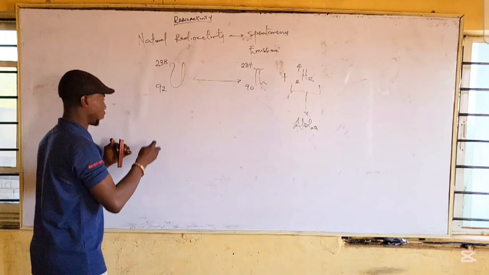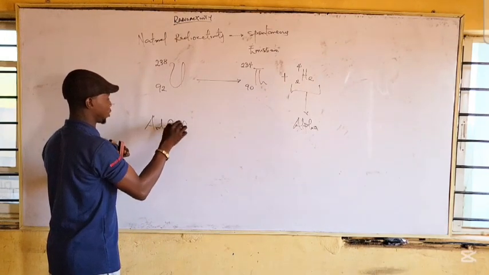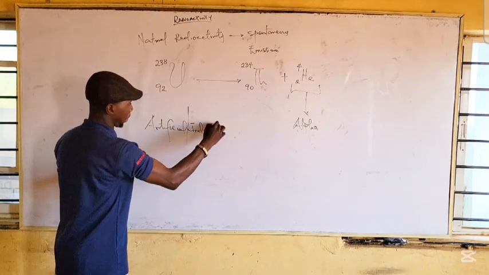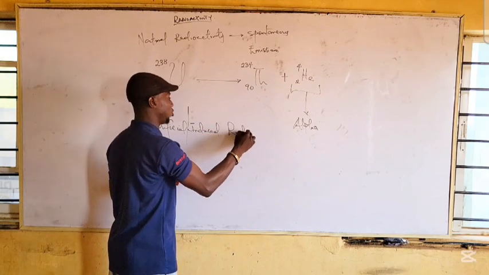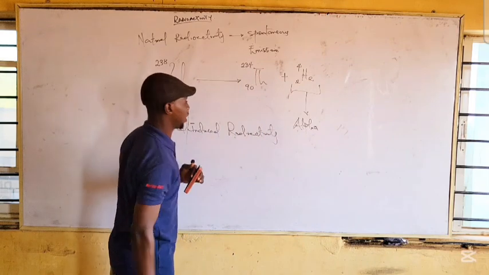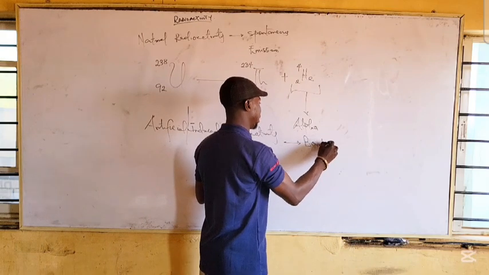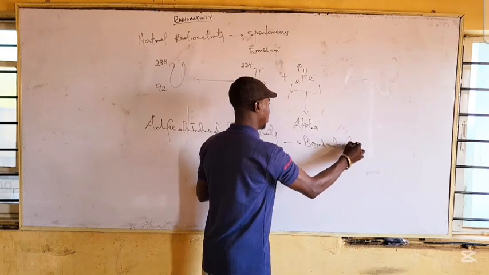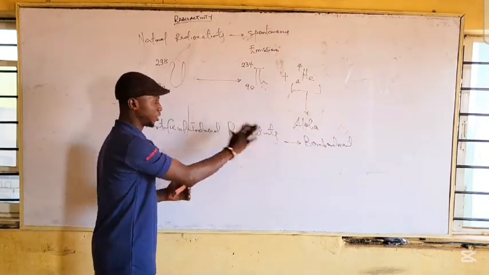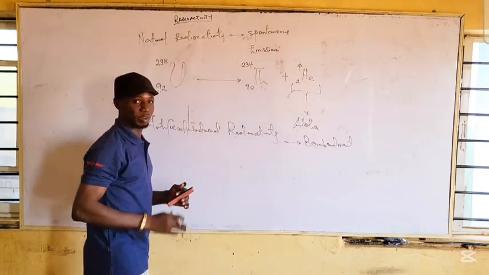What about artificial? In artificial, it means it cannot naturally occur. You can call it induced. Artificial or induced radioactivity is just the opposite of what happens in natural. And here, we'll be having words like bombardment. Bombardment is the word to describe artificial radioactivity, the same way we have used spontaneous and emission to describe natural radioactivity.